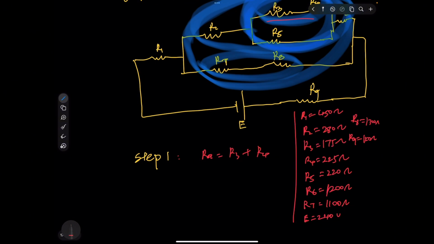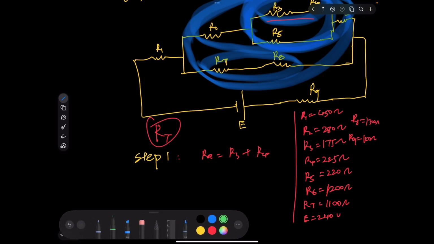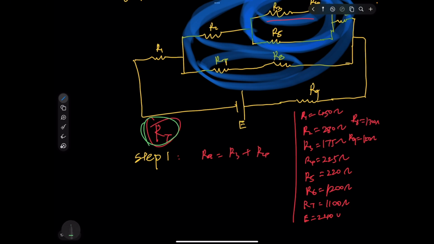So by looking at the combination circuit, we need to find the total resistance first. That's the goal for us. We need to find the total resistance. So start with R3, R4. That will give us R3 plus R4. R3 is 175 ohms plus 225. So that will give us 400 ohms.